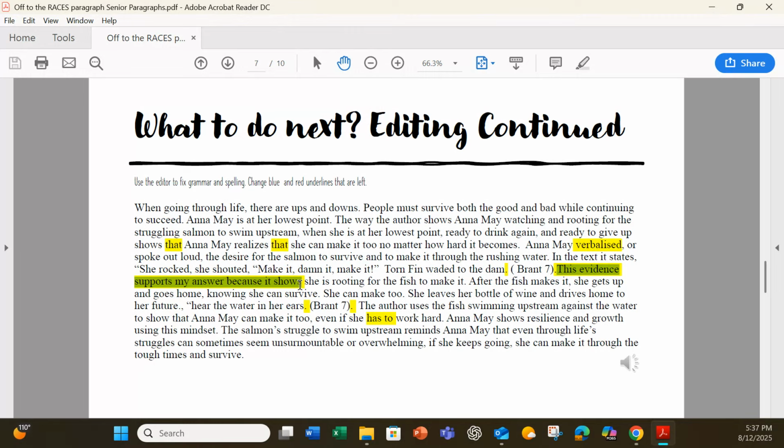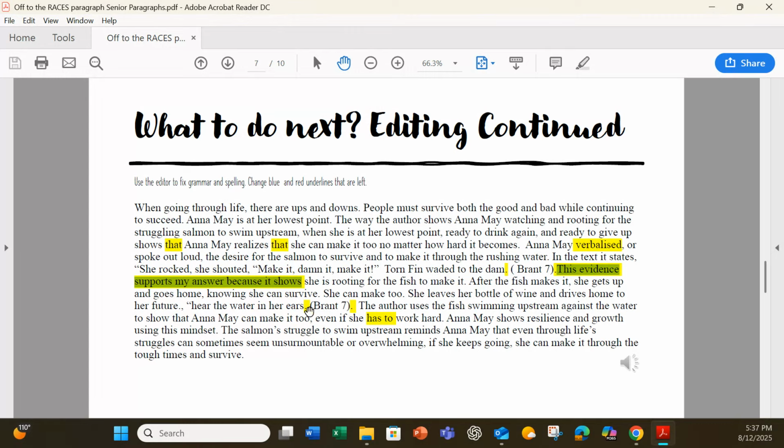She is rooting for a fish to make it. Okay? And that's what Anna May is doing. You don't need to say the rest. The author or the readers know that already. They read what you wrote. Okay? So you don't need to necessarily put it on blast for them.